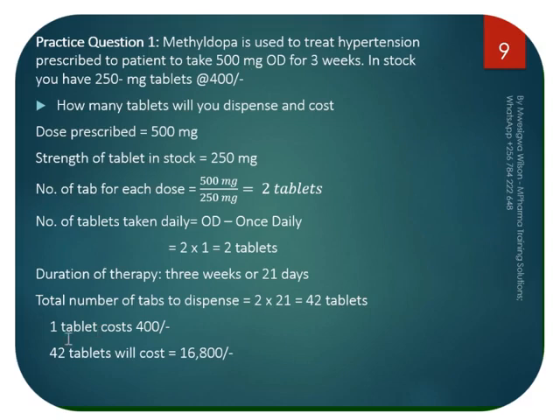So the total cost, one tablet costs this one, about 42. This is a simple calculation. This is what you first inform the patient before you go on and pack, because the patient can tell you, I don't have this money, can you just give me for 1 week, I'll come back after 1 week.